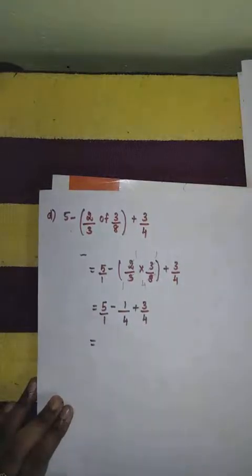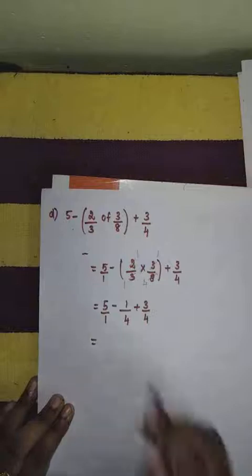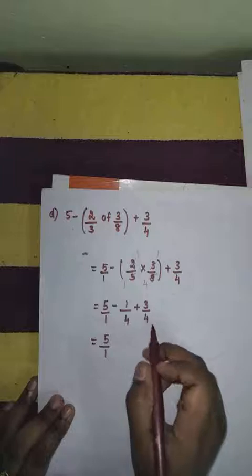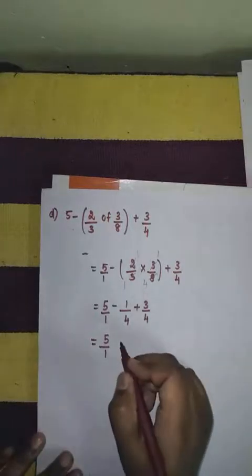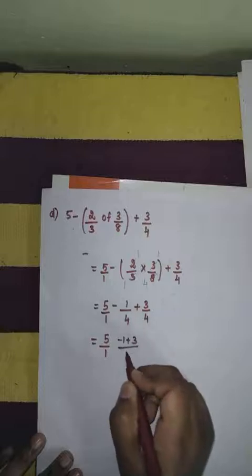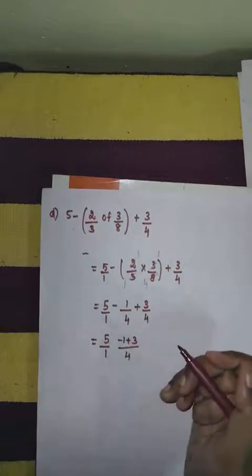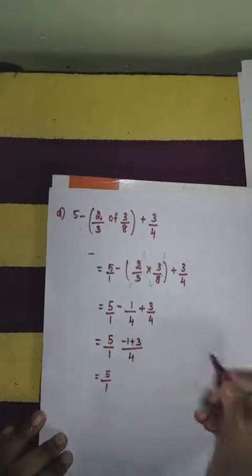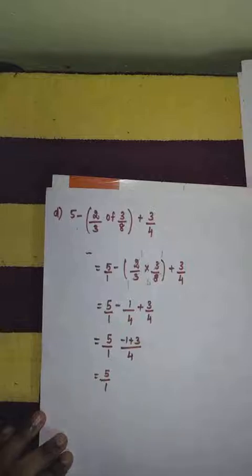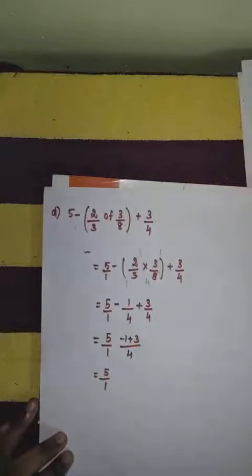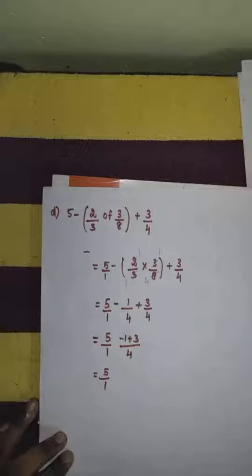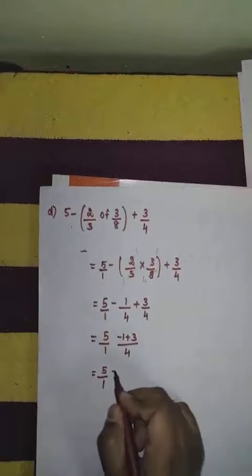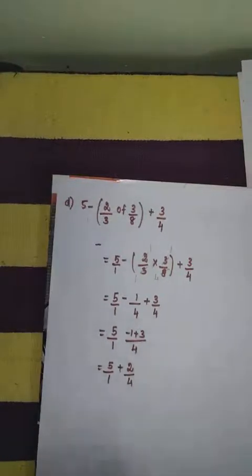Next, what is the next step? The next step is, yes, very good, addition. So 5 by 1. Check the denominators. Both the denominators are same. So just add the numerators. Minus 1 plus 3 divided by 4. So 5 by 1 minus 1 plus 3 is 3 minus 1 is 2. So 2 by 4. 5 plus 2 by 4.